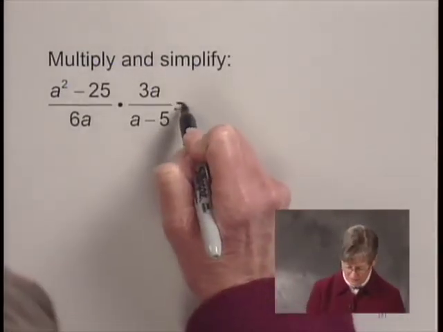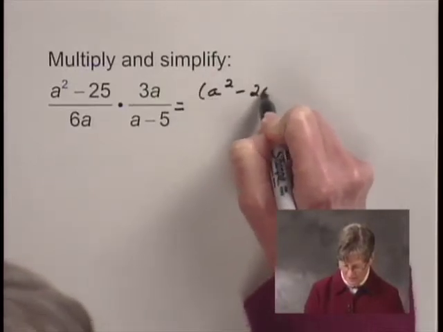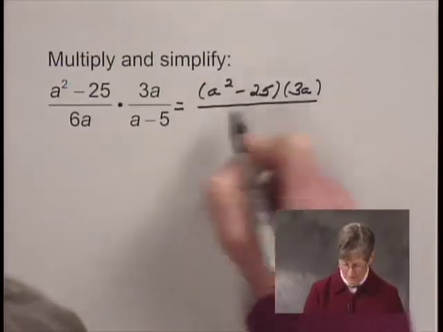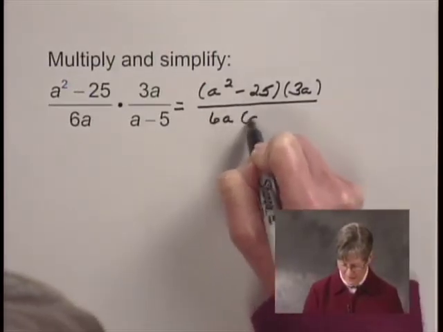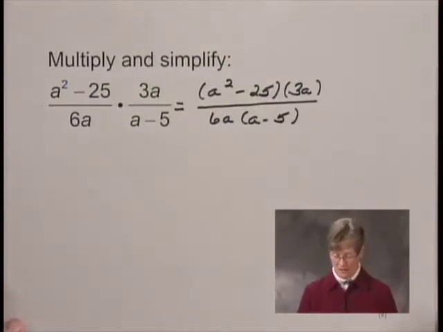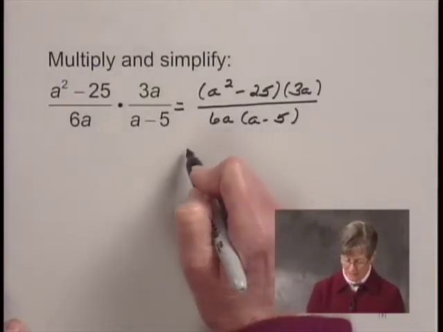So let's do that. Multiplying the numerators, I have a squared minus 25 times 3a. And multiplying the denominators, I have 6a times a minus 5. Now we need to see if we can simplify this, and to do that I'm going to factor the numerator and factor the denominator if I can.